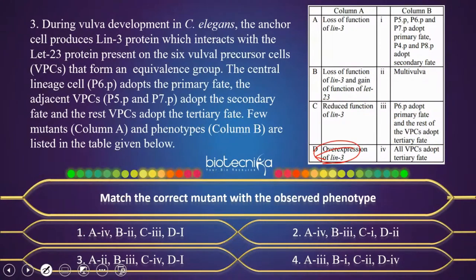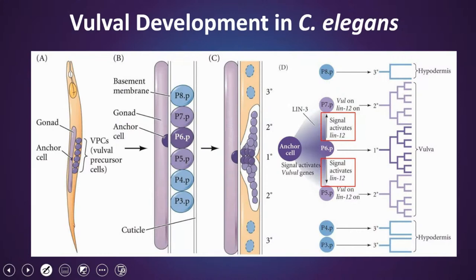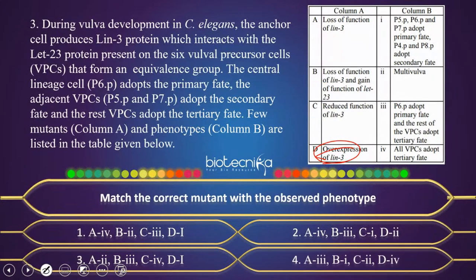Overexpression of LIN3 means what? Yes, the signal is a little bit more. So if the signal is a little bit more, even these will form primary fate. That means the first three will form primary fate and the others will take the secondary fate. So overexpression means P6.p adopts primary fate and the rest of the VPCs will adopt tertiary fate. Secondary fate won't be there, because with overexpression of LIN3 the signal is reaching P6.p, P5.p, and P7.p equally.